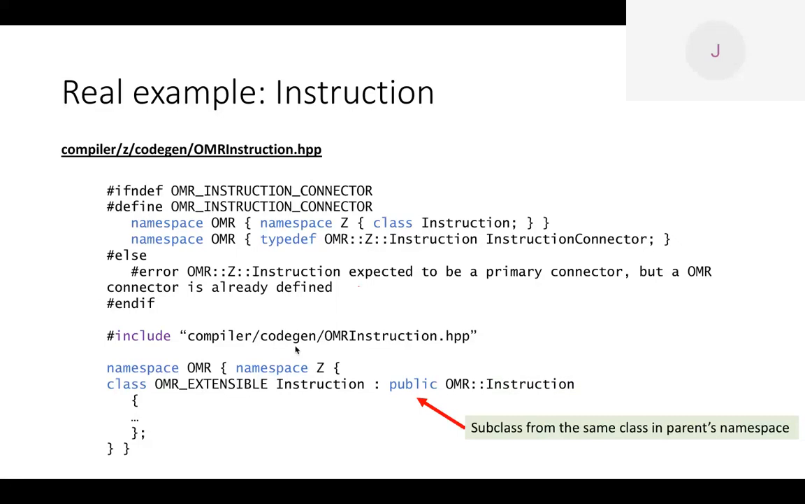And when you are extending it, we also see that this is now in the OMR namespace. It's got the Z nested namespace as well. You still say that it's an extensible instruction. And what it's deriving from is OMR instruction. So this is its immediate parent. So the Z instruction specialization is going to be extending the OMR instruction. It's not extending the connector, because we're within a project, so it's extending the instruction itself.